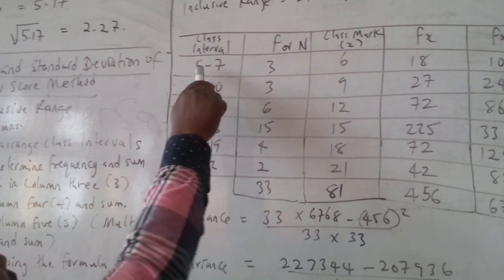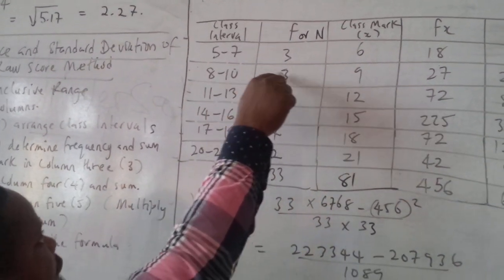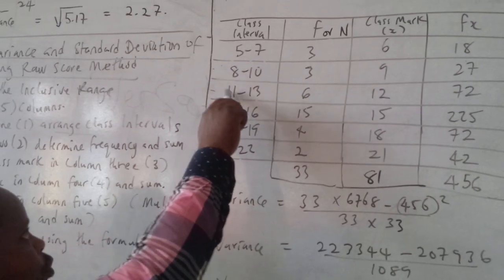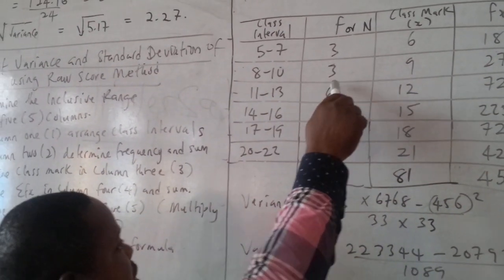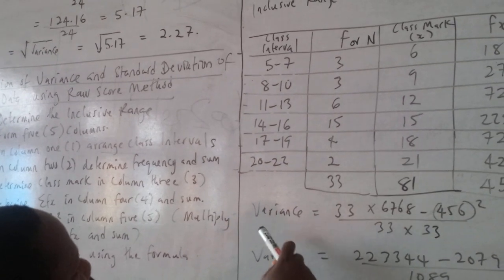Now, scores between 5 and 7 appear 3 times. Scores between 8 and 10 appear 3 times also. Scores between 11 and 13 appear 6 times. Scores between 14 and 16 appear 15 times.